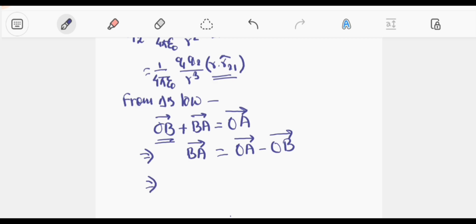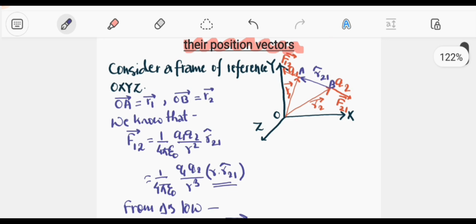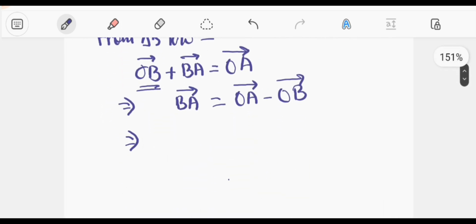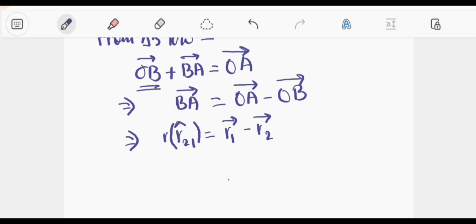So we have BA vector is nothing other than R, the distance between Q1 and Q2, multiplied by the unit vector, that is R21 cap. So we can write it as R multiplied by R21 cap equals r1 minus r2. Now from here, since this is a unit vector, we can also neglect it, or we can write it as r equals r1 vector minus r2 vector.